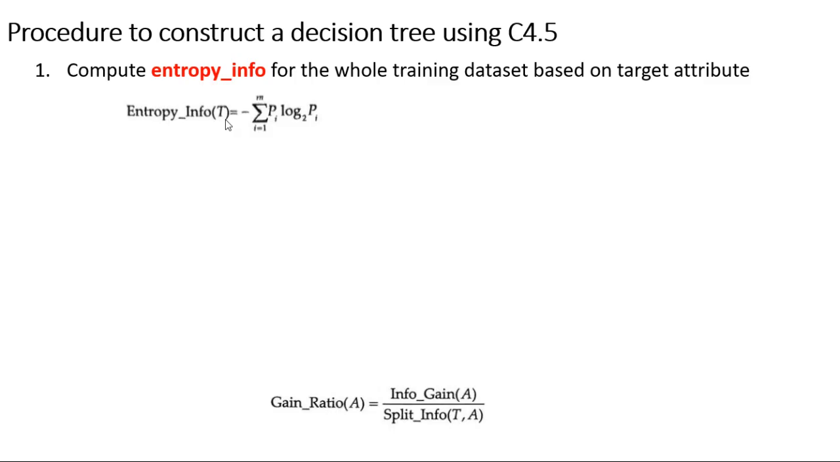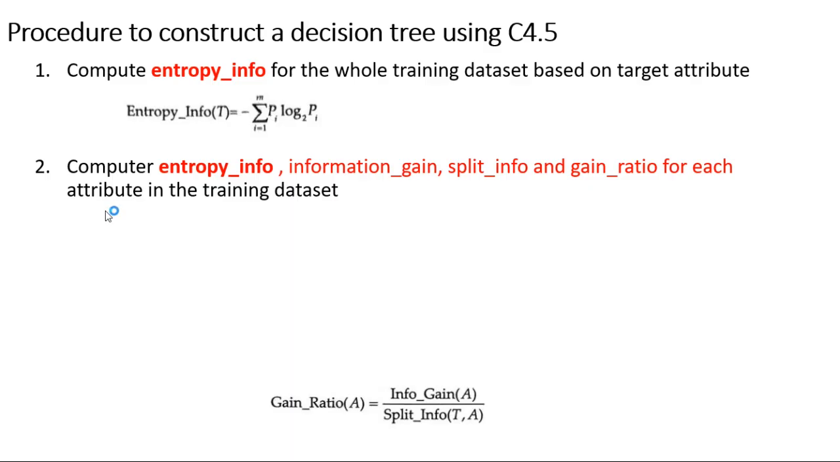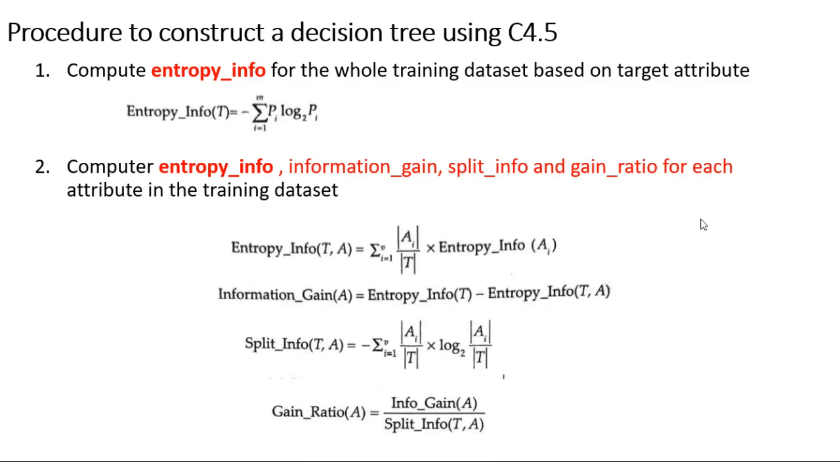Entropy information for the training data set is minus of summation of pi log pi to the base 2. This you have to remember, it's to the base 2. The second step is to find the information gain. The first two things remain the same as how we did them in ID3. But the additional steps in C4.5 are that you have to calculate split info and gain ratio for every attribute in the training data set. So this is the formula for calculating all the four metrics.